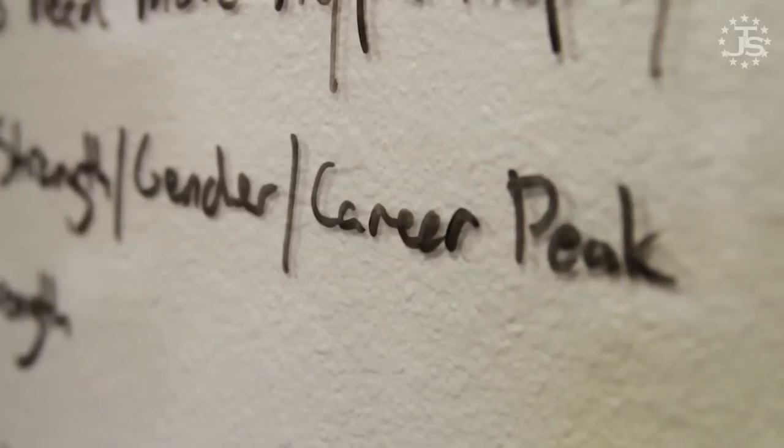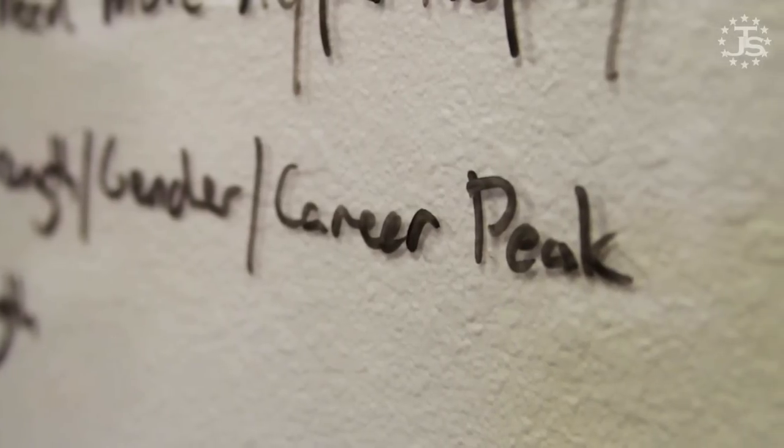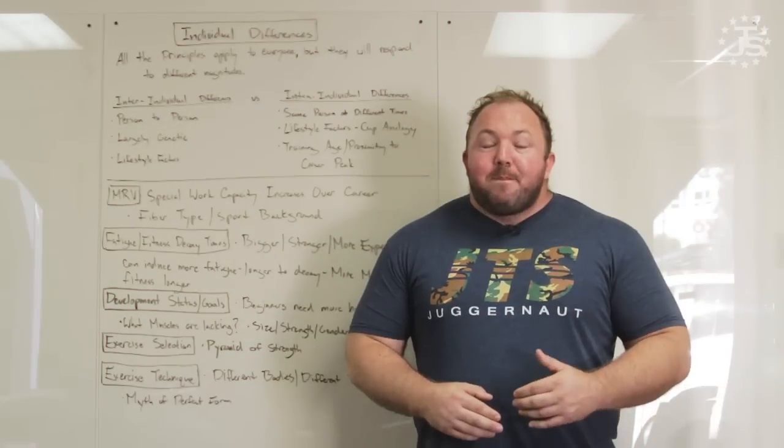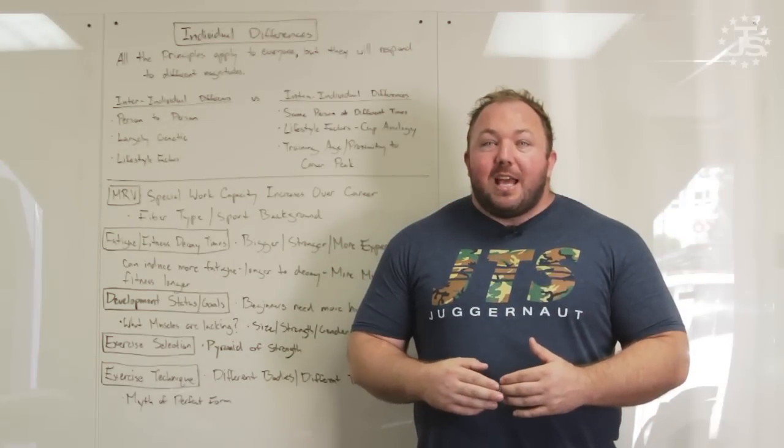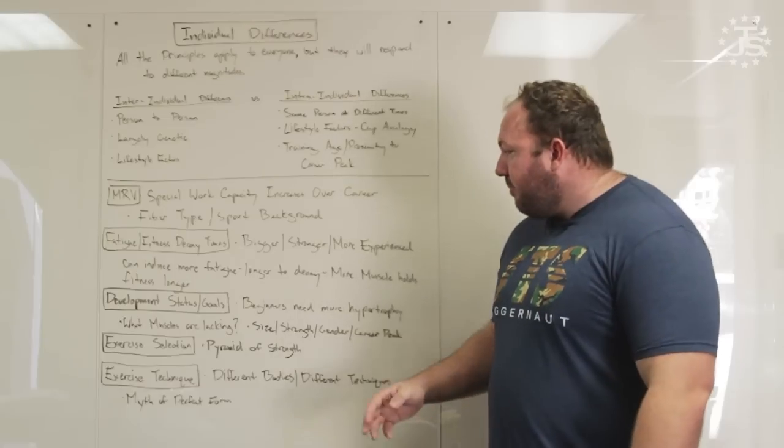Finally, proximity to career peak. We've talked about that a little bit already. The more advanced a lifter becomes, the more ability they have to generate large amounts of fatigue from their training. So they're not going to be able to train as frequently, and they'll reach their MRV in fewer sets. Now that I squat 800, 900 pounds compared to maybe 10 years ago when I was squatting 500 pounds, I don't need to do as many sets to reach my maximum recoverable volume.